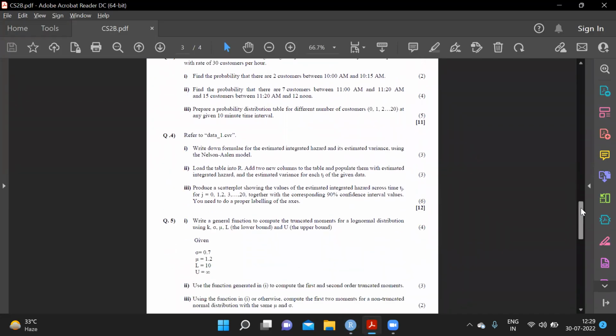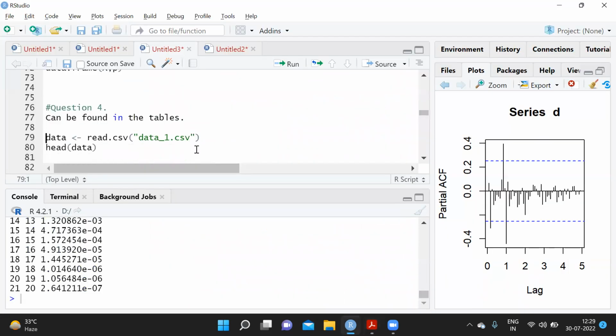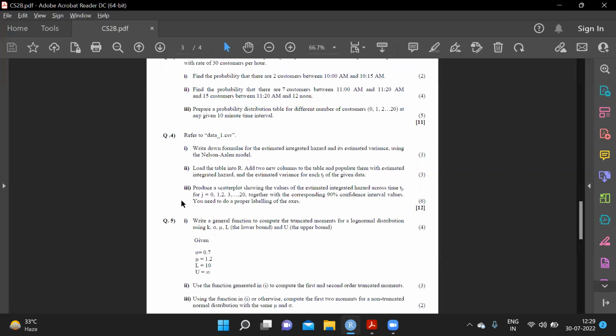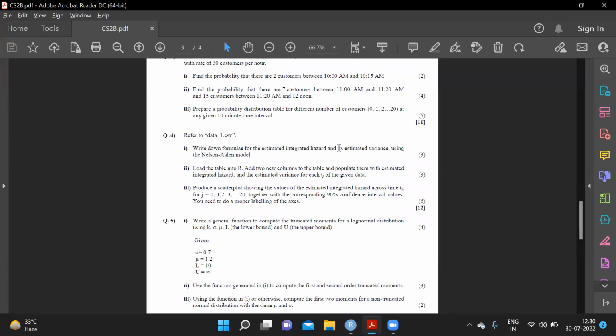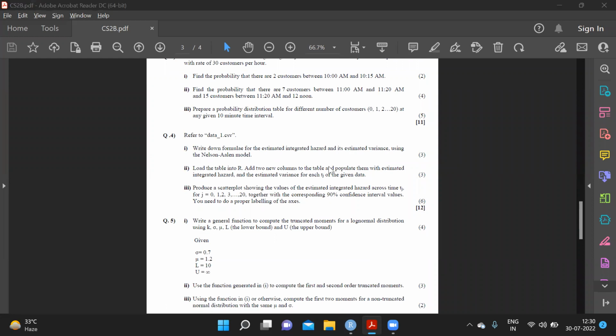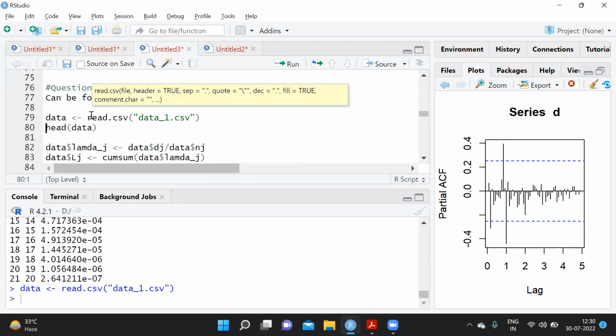Next, refer to data1.csv. So we need to import the data1.csv. Then write down the formula for estimated integrated hazard and its estimated variance using the Nelson-Aalen model. So this can be found in the tables. Lambda j is equal to dj by nj, and estimated integrated hazard. And the estimated variance also can be found in the table, that is (nj minus dj) dj by nj cube.